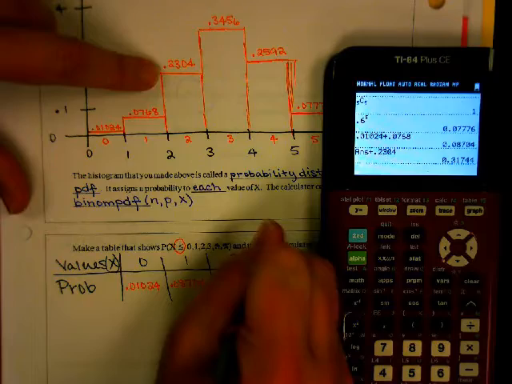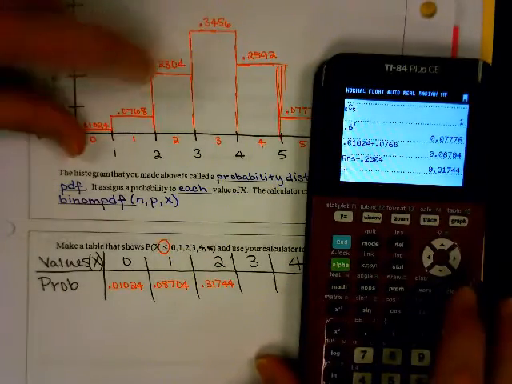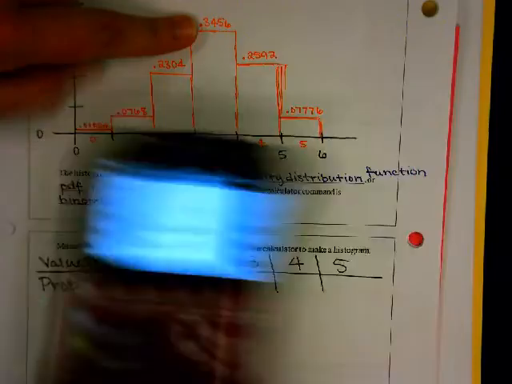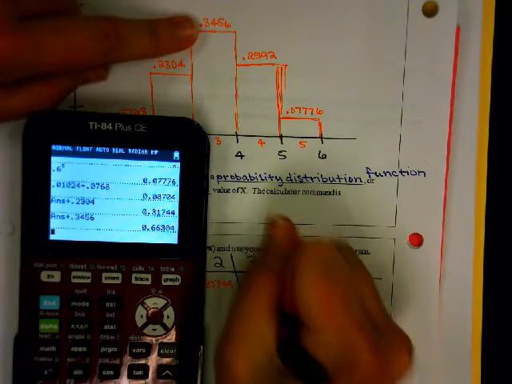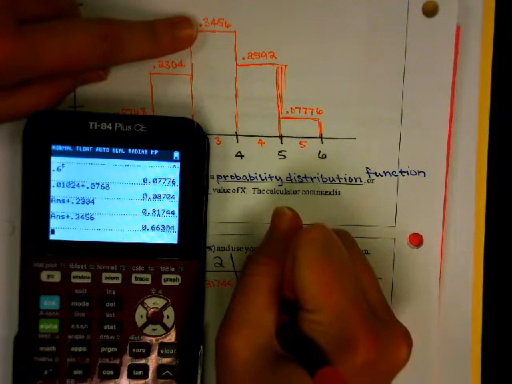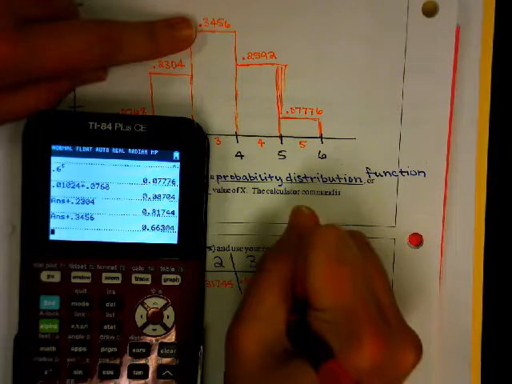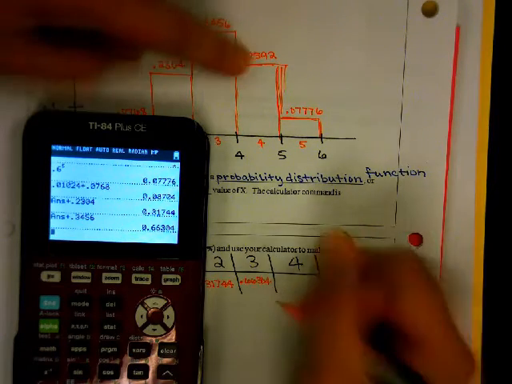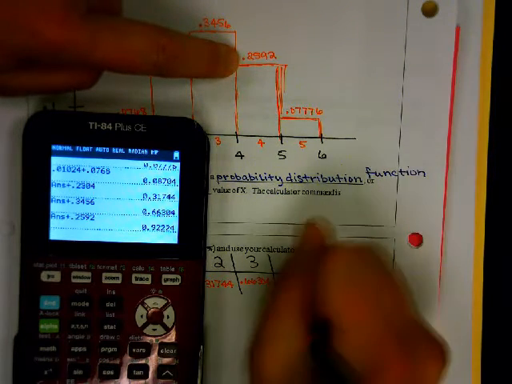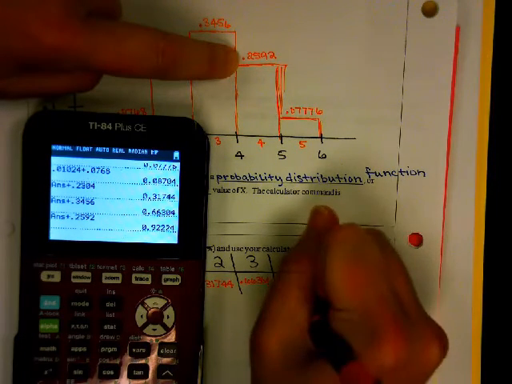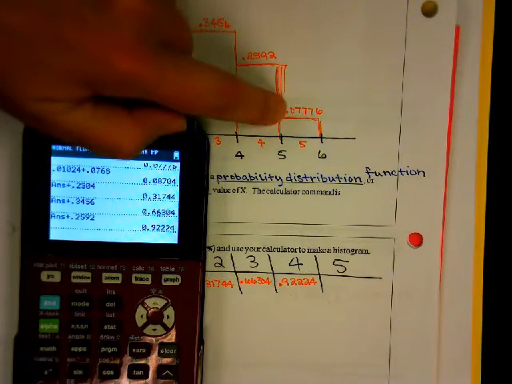Then we're going to add the 0.3456 of that. So probability of 3 or less is 0.66304. And we're going to add that 0.2592, which is 0.92224. And then we're going to add that, 1, 2, 3. And we get 1.